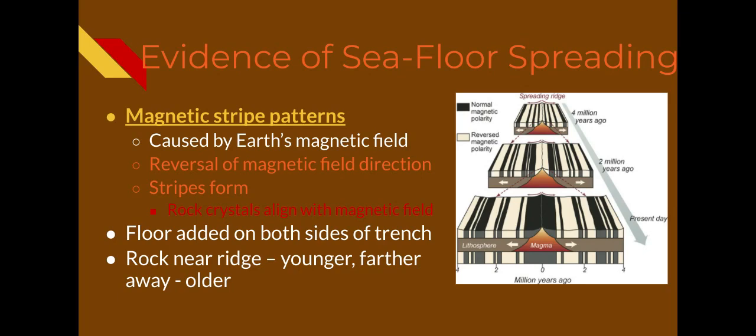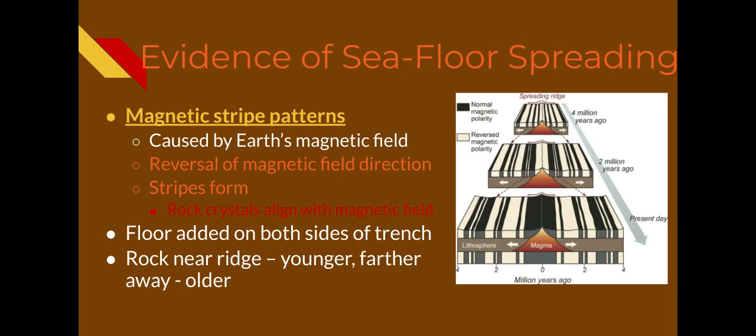There's also some evidence of seafloor spreading on the bottom of the ocean, and these are called magnetic stripe patterns. They're also nicknamed zebra stripes. They're caused by Earth's magnetic field. Reversal of the magnetic field direction is going to cause the crystals in the hot magma to align with the magnetic field. Stripes form.